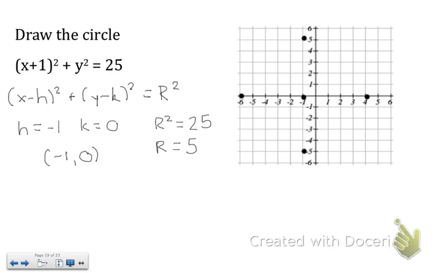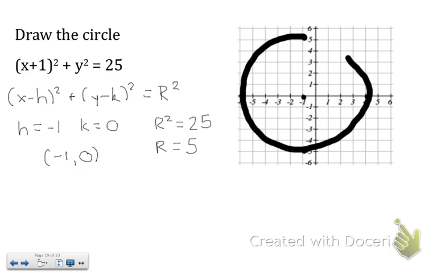Now I just need to play connect the dots. And hopefully this will be a reasonably shaped circle. Not my best, but not too shabby. Okay? You guys get the gist of what I'm after.